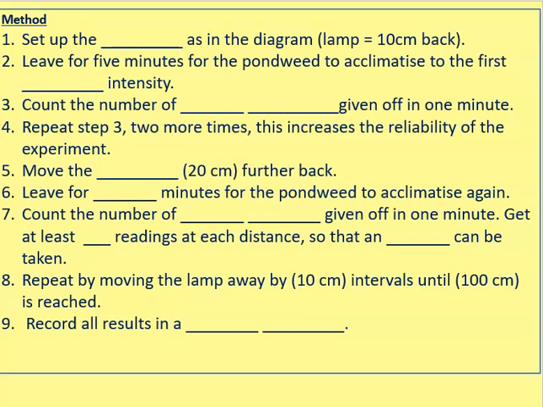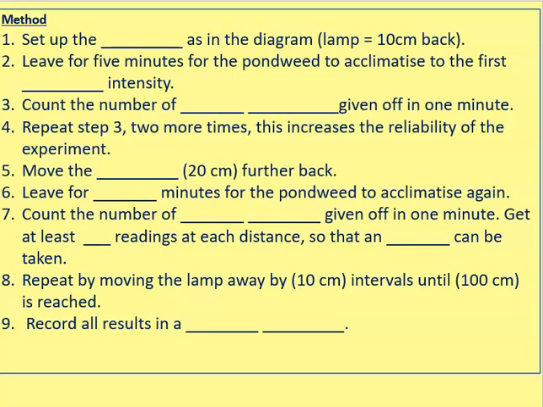Okay, so number 1, set up the equipment as in the diagram. Number 2, leave for 5 minutes for the pondweed to acclimatise to the first light intensity. Number 3, count the number of oxygen bubbles given off in 1 minute. Number 4 is done for you. Number 5, move the lamp 20 centimetres further back. Number 6, leave for 5 minutes for the pondweed to acclimatise again. Number 7, count the number of oxygen bubbles given off in 1 minute.